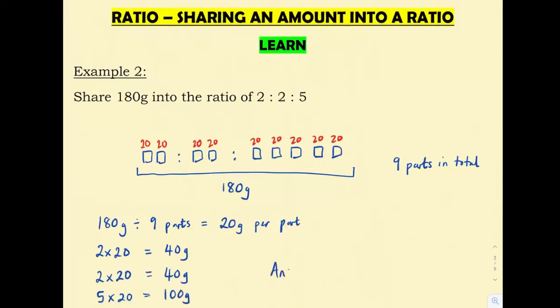Our answer is 40 grams to another 40 grams to 100 grams. And there we've shared 180 grams into a ratio of 2 to 2 to 5.